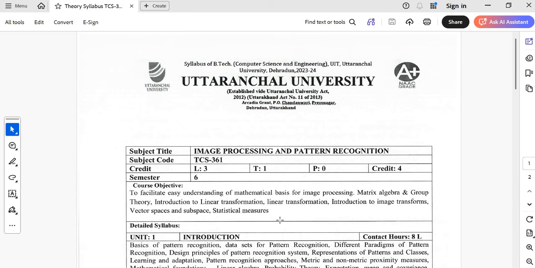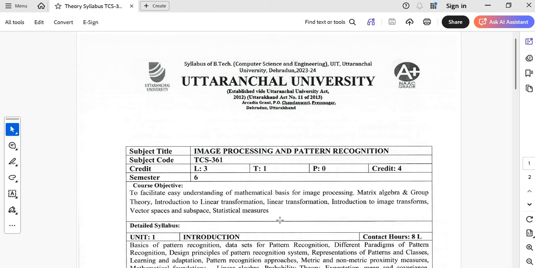Today we are going to discuss the complete syllabus and exam preparation strategy for the subject Image Processing and Pattern Recognition. Code is TCS 361 of 6th semester. So this video is very important for all students because in this session I'll explain one by one.